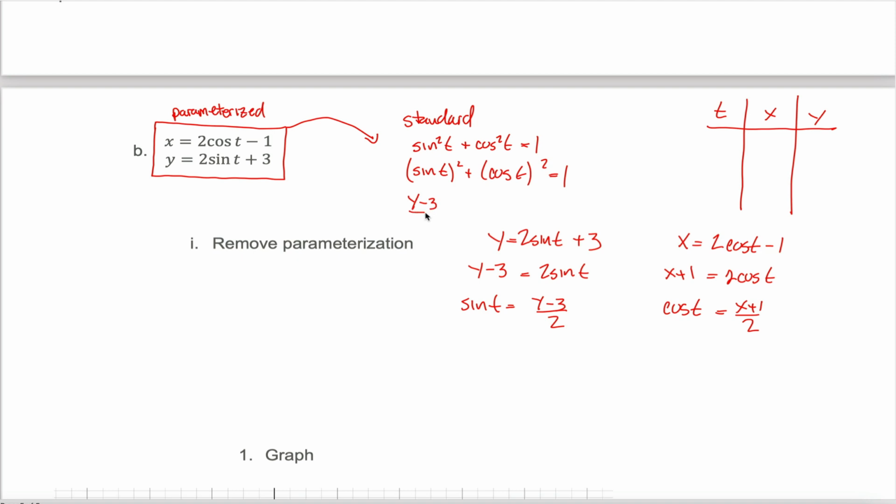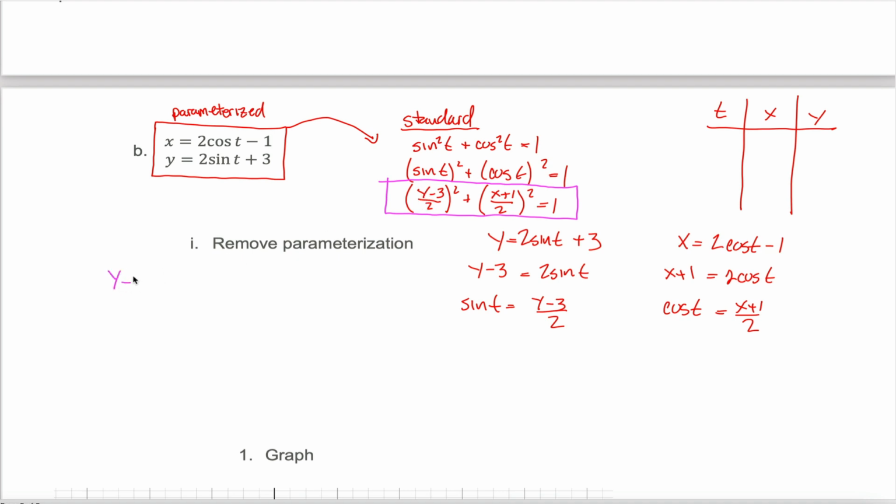I've solved for sine of t and cosine of t, so I can plug those in here and get ((y minus 3) over 2) squared plus ((x plus 1) over 2) squared is equal to 1. I've gone from the parameterized form to the standard form. Wait, why did I do all that? Well, the idea is maybe you can recognize this as an equation that you know what the graph looks like. And you stare at it and you're like, nope, sure can't. I think you can. Look what happens when we simplify this a little bit.